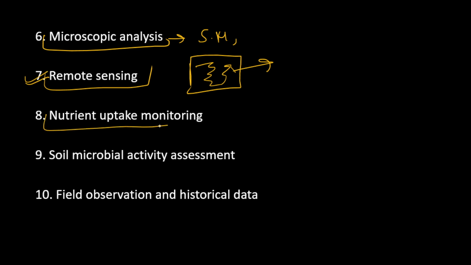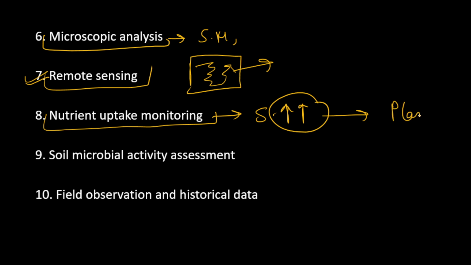We can check nutrient uptake monitoring, that is what kind of nutrients are taken up by the plant. Many times soils are good in nutrients, but those nutrients are not available in absorbable forms to the plants. So we also have to check whether each plant is able to absorb the nutrients from the soil or not. That can be done by nutrient uptake monitoring.